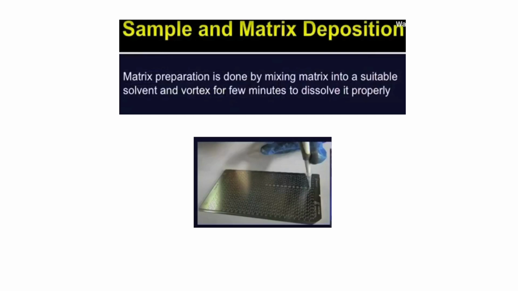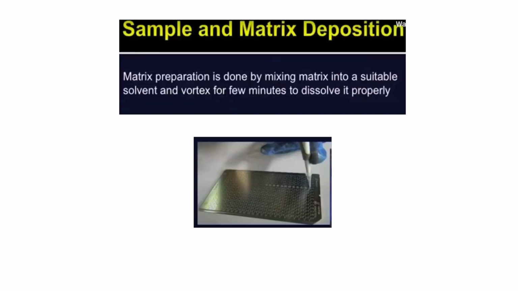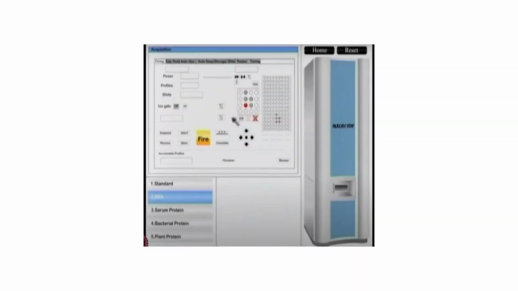Matrix preparation is done by mixing the matrix into a suitable solvent and vortexing for a few minutes to dissolve it properly. Once you do that, add the sample and matrix together. So these are certain matrices. According to your need, you will use that specific matrix and add it onto the plate. So this is how the plate looks. Then once you add it, this is how the software looks. You will choose which spots you want to analyze, wherever you added your sample, and then you can click on fire.